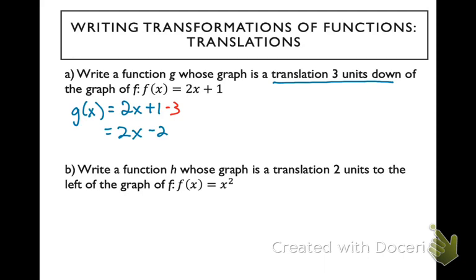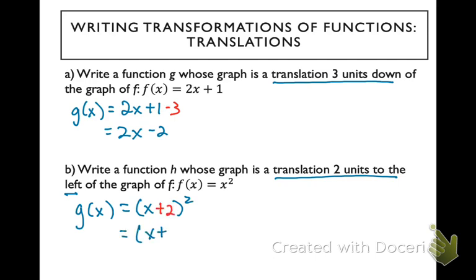B says write a function h whose graph is a translation 2 units to the left. So remember, we're going to need to do the opposite of what you would think. We're going to need to add 2 to our input. That's our x value. So our new function is g of x equals, then open up a parentheses around x, the input, and then do the math inside that parentheses. So to shift to the left, we actually need to add 2. That's our h value. And then we can leave that equation in that form, x plus 2 quantity squared.